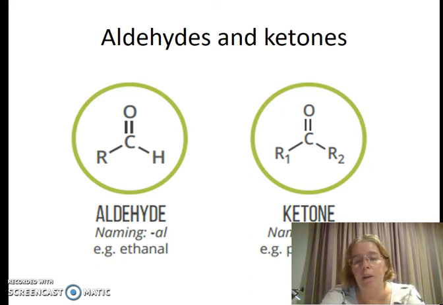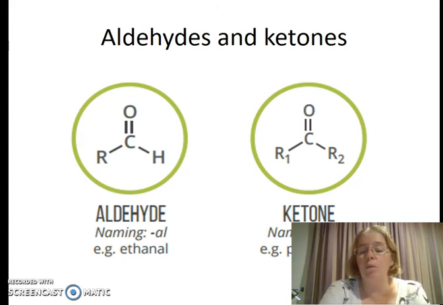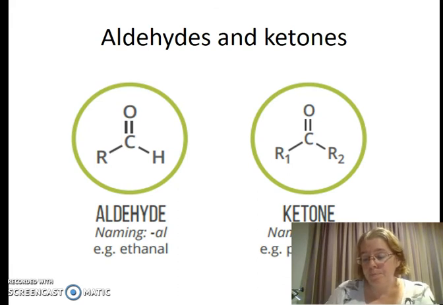That means you cannot have a ketone that has any less than 3 carbons because it can't be at the end of the chain. In terms of naming, aldehydes are named with a name ending of -al, whereas ketones are named with a name ending of -one. So a 3-carbon aldehyde would be propanal. A 3-carbon ketone would be propanone.